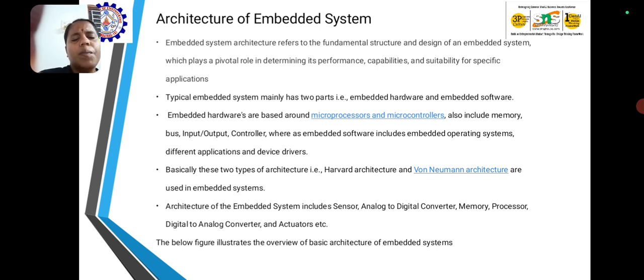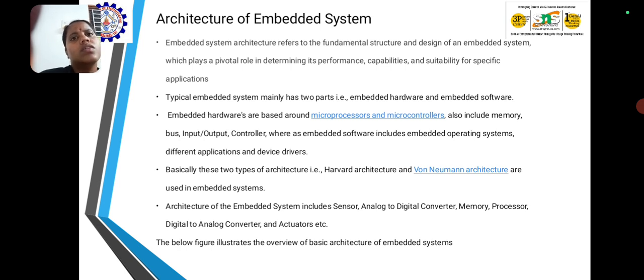Memory is used to store the data coming from the microprocessor and the microcontroller. Bus is what we use to order our task. Input output is where we get our output. Controller, all these are included in the embedded hardware. In embedded software, there are operating systems like Linux and Windows, different applications, and device drivers. Basically, two types of architecture, Harvard architecture and Von Neumann architecture, are used in the embedded system. The architecture of the embedded system includes sensor, analog to digital converter, memory, processor, digital to analog converter, and the actuators.